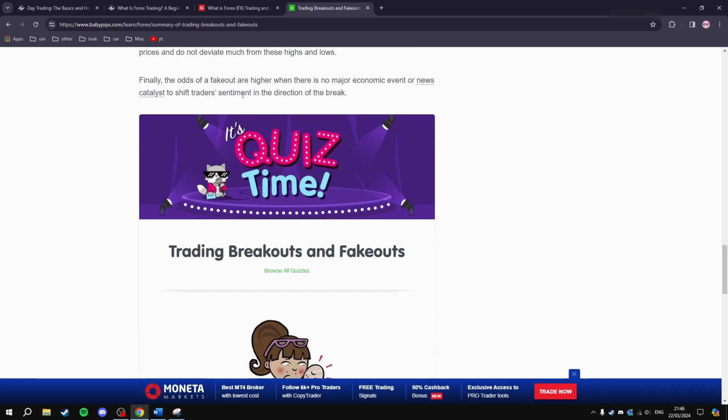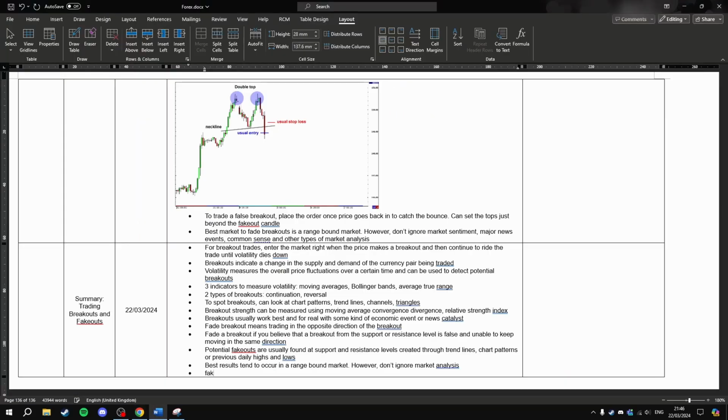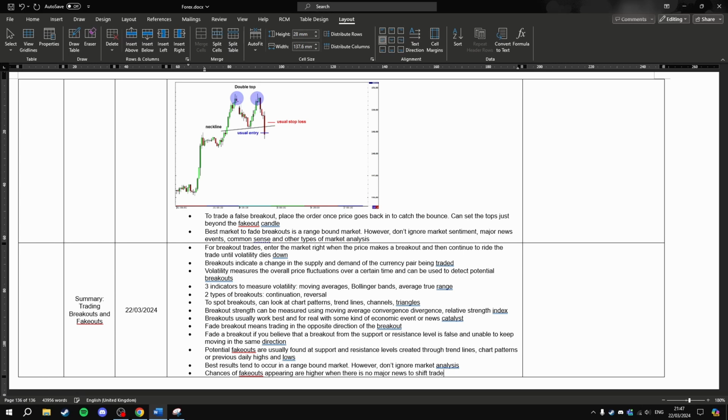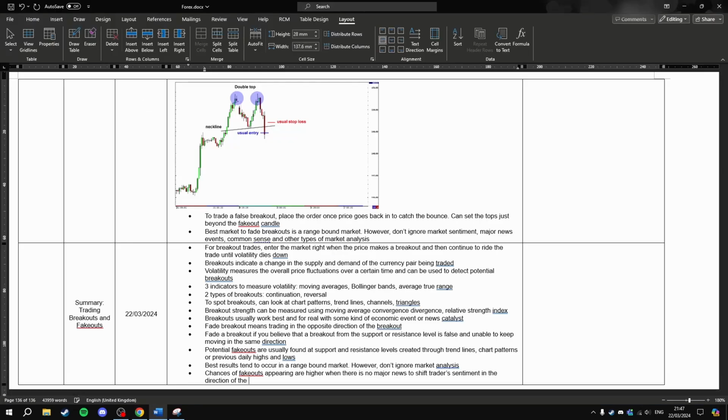Finally, the odds of a fakeout are higher when there is no major economic event or news catalyst to shift traders' sentiment in the direction of the break.